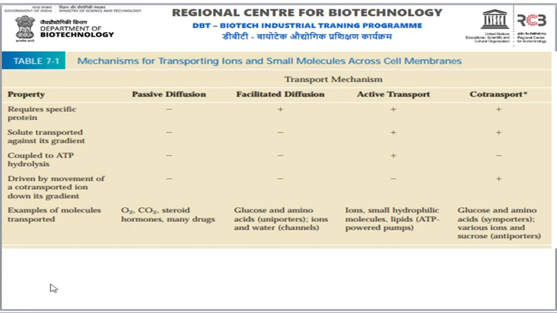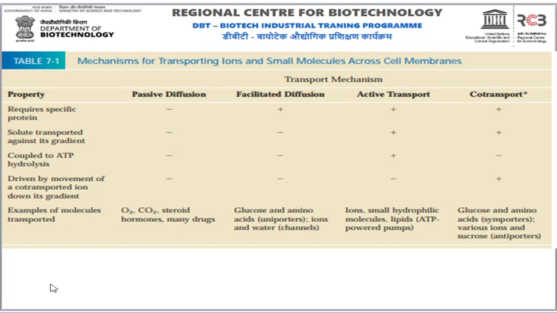Next, solute transported against this gradient. Only in active transport and in co-transport, solute molecules are transported against their concentration gradient. Next, only active transport alone requires the help of ATP hydrolysis, whereas passive diffusion, facilitated diffusion, and co-transport don't need any ATP hydrolysis for doing their activity.